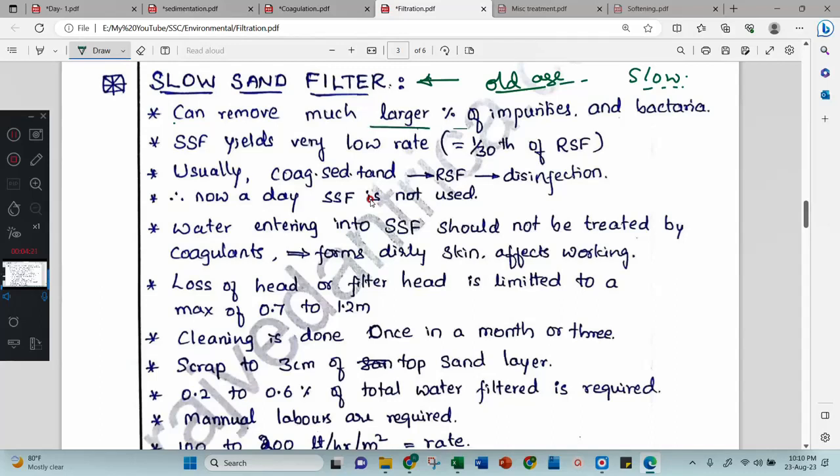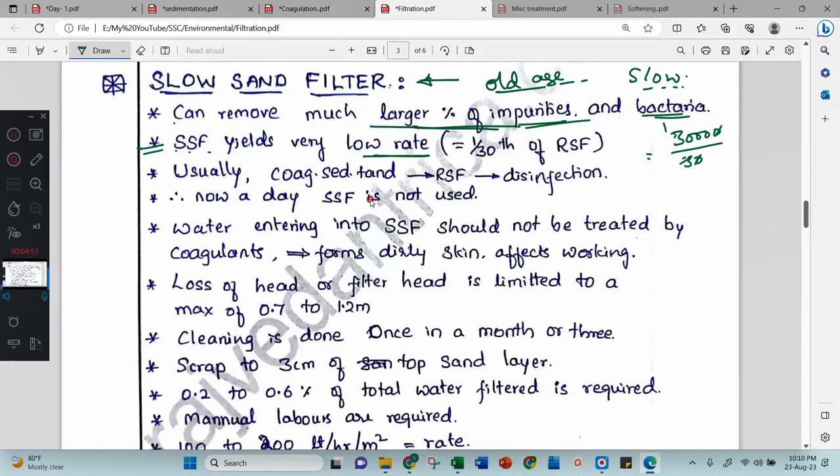Okay, it can remove a larger percentage of impurities and bacteria, because of experience. Slow sand filters yield a very low rate. How much is it? 1/30th of the rapid sand filter. Just remember that 1/30th means, if the rapid sand filter is giving 30,000 liters, then the slow sand filter will give only 1,000 liters, which is 1/30th. That much slower it is.